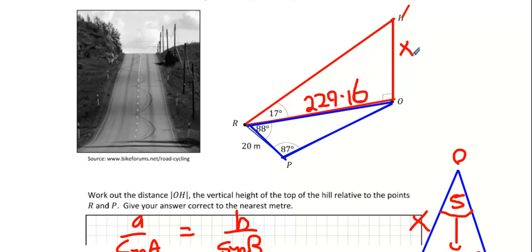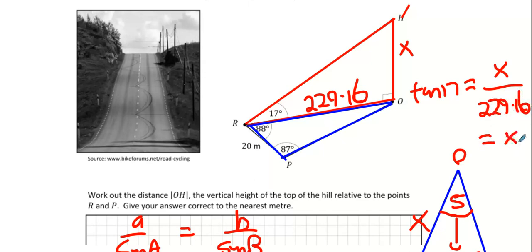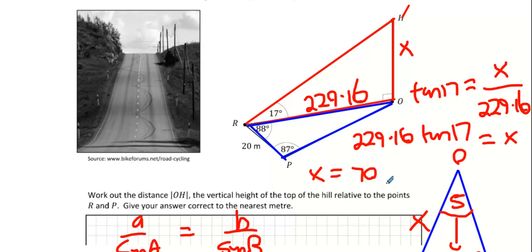I'm looking for X, haven't I? The height. Here's what I'm going to do. I'm going to say tan 17 is what? Opposite over adjacent. And then what I'm going to do with that 229.16? I'm going to multiply it by tan 17. And what happens when you put that in the calculator? 70 point what? So 70 meters.